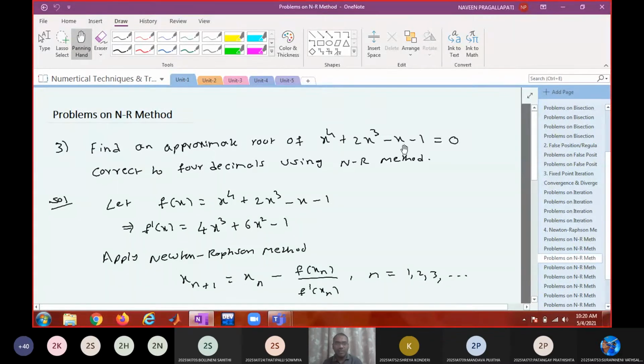Otherwise you can note down this equation. Later you can do it as a homework: x power 4 plus 2x cube minus x minus 1 equal to 0.